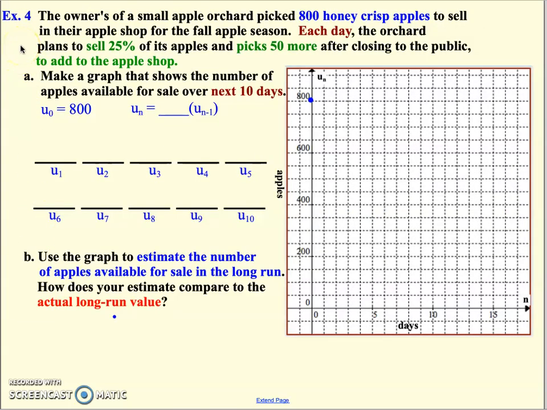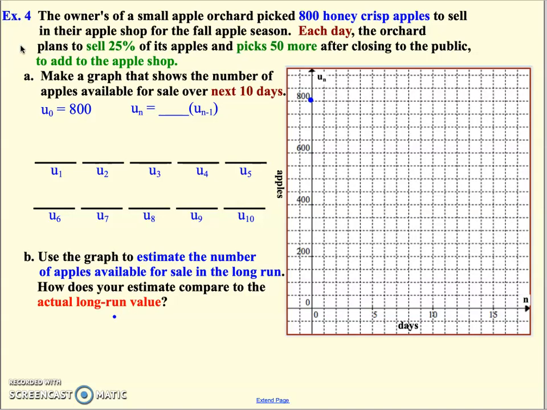So looking at kind of mixing a word problem into the whole idea. An owner of a small apple farm, orchard, picks 800 Honeycrisp apples to sell in their apple shop for the fall apple season. Each day the orchard plans to sell 25% of its apples and pick 50 more. So this is that idea we talked about a few days ago with the tree farm, the nursery, right? So we're going to sell off so much, but we're going to go out and replenish our stock so we keep a certain amount always on hand. That's the idea.